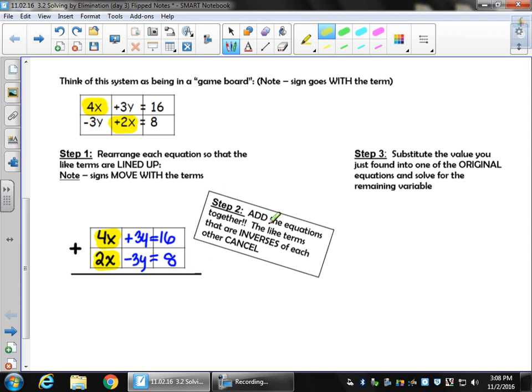Step 2 says, add the equations together. The like terms that are inverses of each other cancel. Let's see what that actually means.